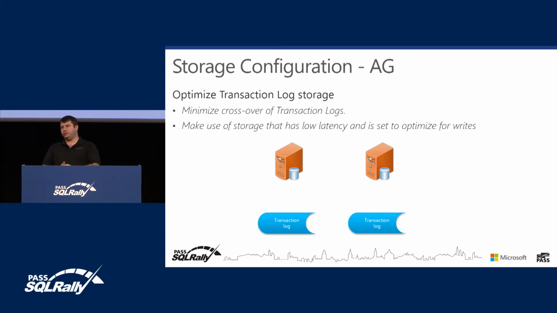Something I still see an awful lot of customers doing is putting 20, 30, 40 transaction logs into the same volume. Try to avoid that with availability group configurations. The throughput of the availability group is going to be determined by your transactional performance effectively, in addition to the latencies of sending the data around. Okay? Making use of storage that has as low a latency as possible.